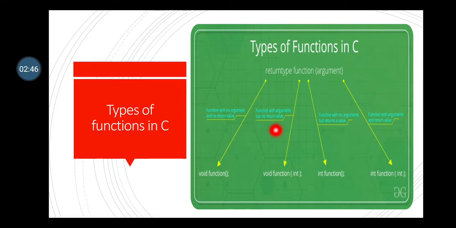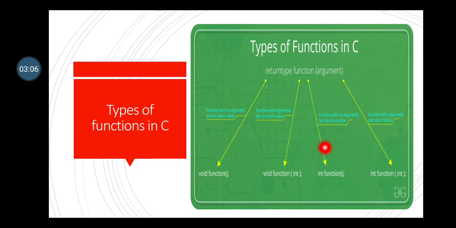Now the second thing is function with arguments but no return value. As you can see over here, a function is having one argument of integer type and there is no return value, so the return type will be void. Whenever a function does not return anything, it will have the return type as void, as you can see over here.